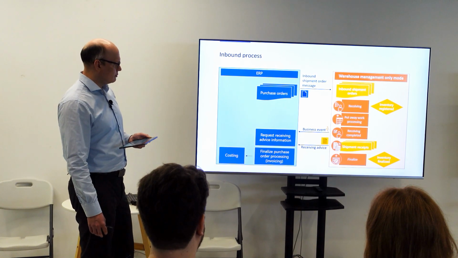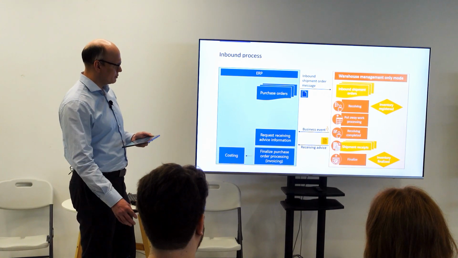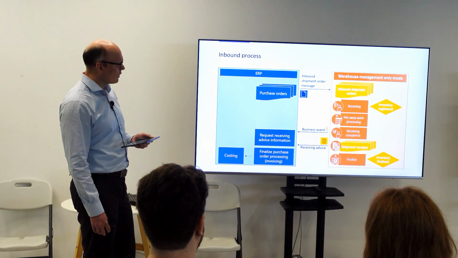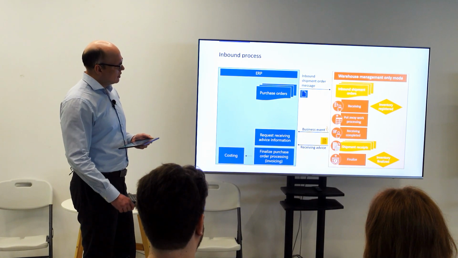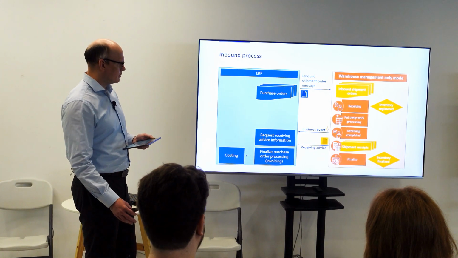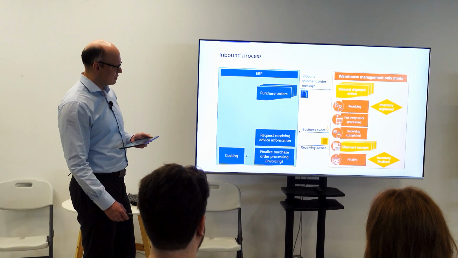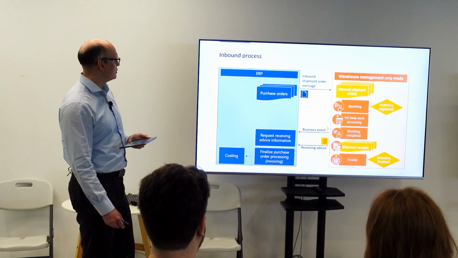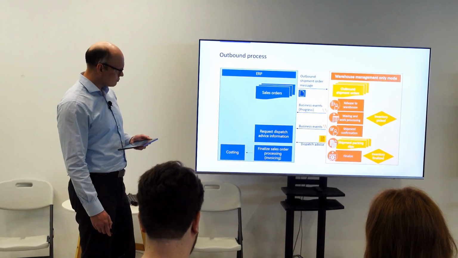And at the same time, in our warehouse management only mode supply chain management instance, an automatic batch job process should process our shipments to their final stage. Usually it's a shipment confirmation. After that, the process will be ended in both systems. A similar process applies to outbound.